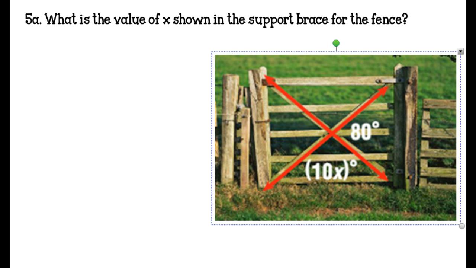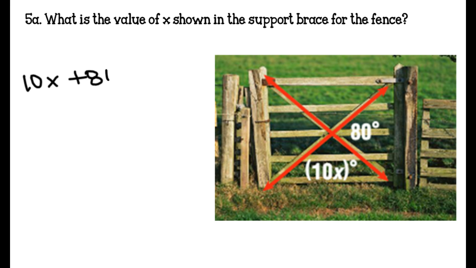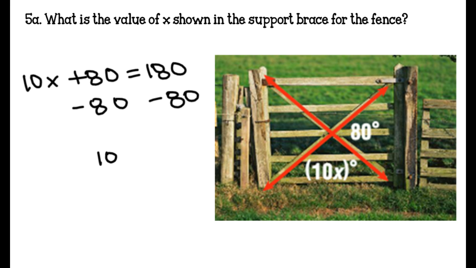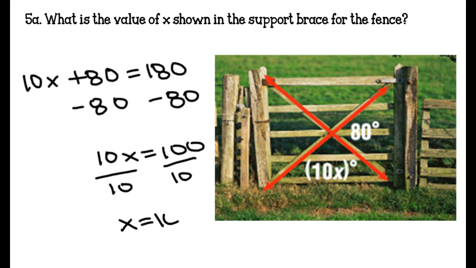Okay, 5A, what is the value of x shown in the support brace for the fence? Again, these angles together make a straight line, so we do 10x plus 80 equals 180. So we subtract 80 from both sides, and we get 10x equals 100. To get x by itself, we divide by 10, and x equals 10.